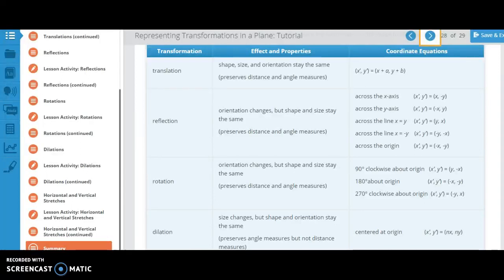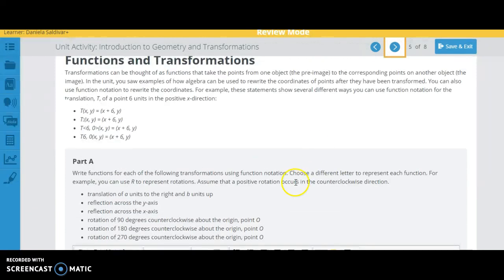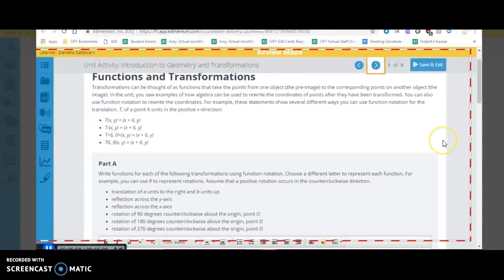So now if we're going to go ahead and look in the unit activity, right here, a translation of A units to the right and B units up. Okay, remember to the right, we're adding on the X. And B units up, we're adding on the Y. So what we would say is XY becomes, so we're using A and B, not really numbers. It becomes X plus A units to the right, X plus A. B units up, so that's Y plus B. So this right here would be your answer.